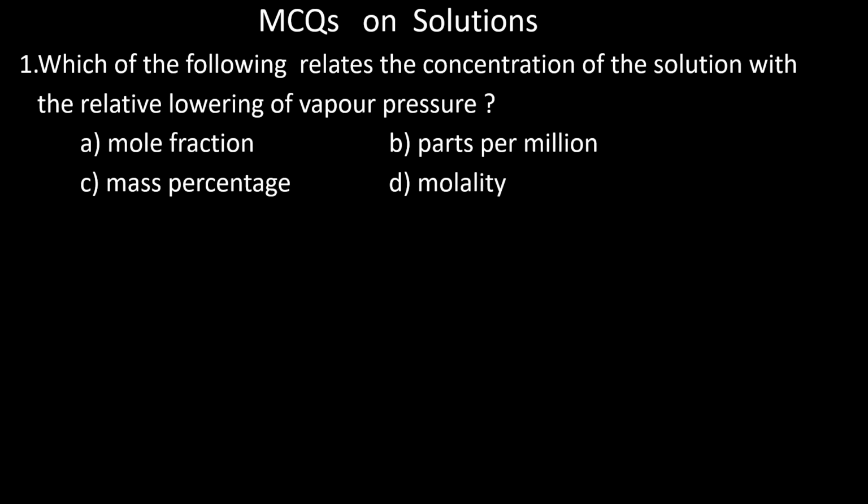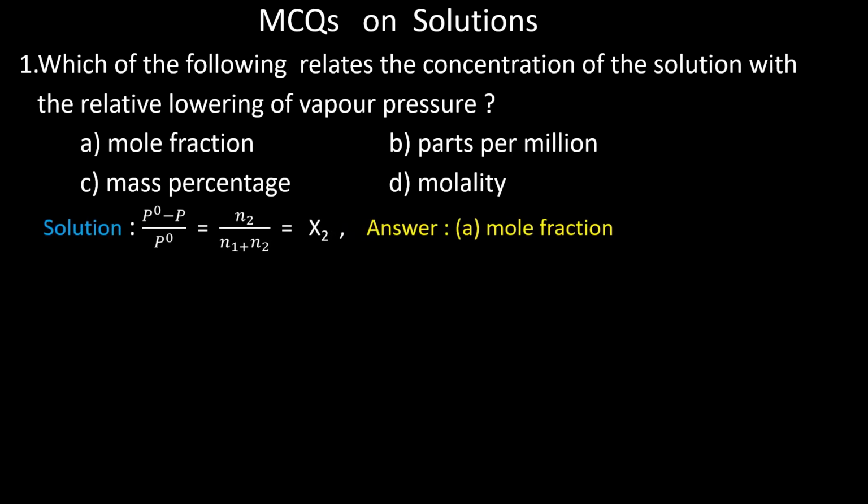The equation that relates a concentration of solution with the relative lowering of vapor pressure is this one: P naught minus P divided by P naught, that is equal to N2 divided by N1 plus N2. So in this equation, P naught is the vapor pressure of the solvent in the pure state and P is the vapor pressure of the solvent in the solution. N2 is the number of moles of solute and N1 is the number of moles of the solvent.